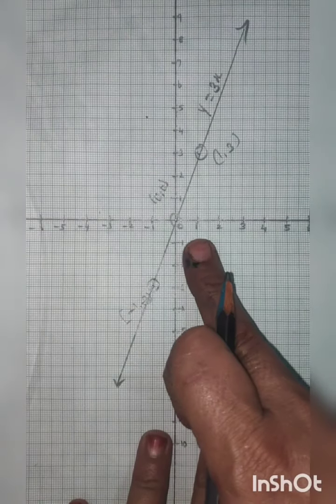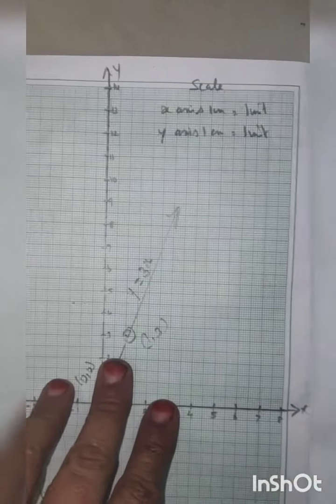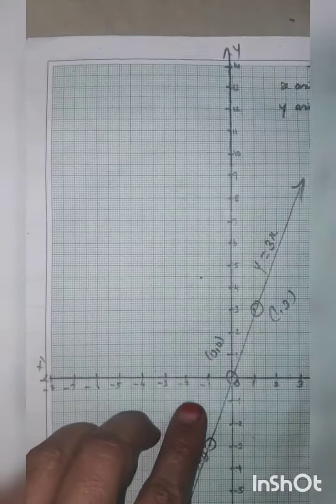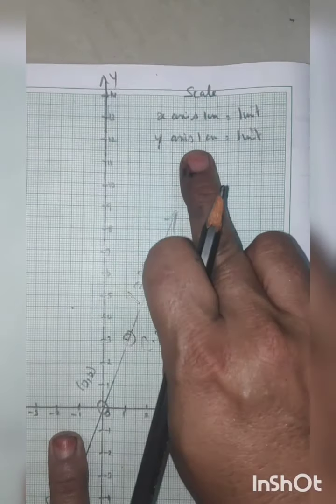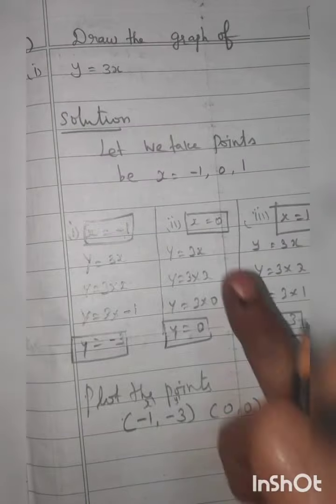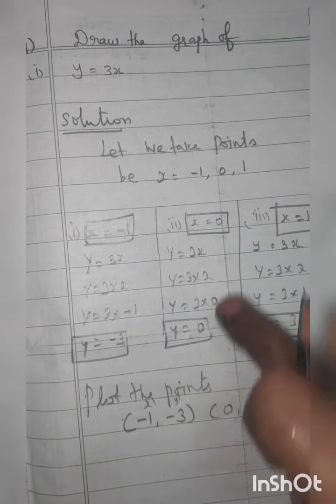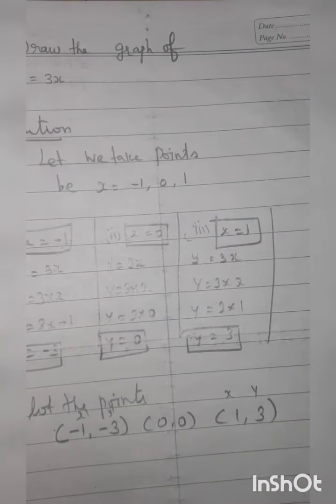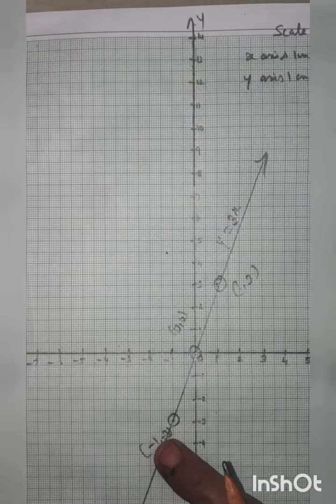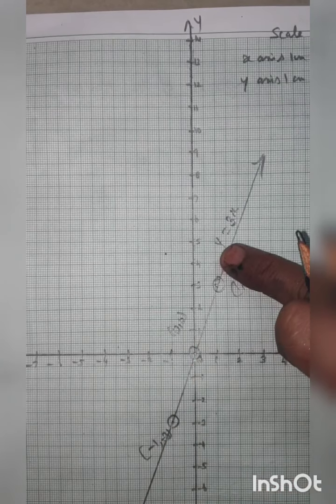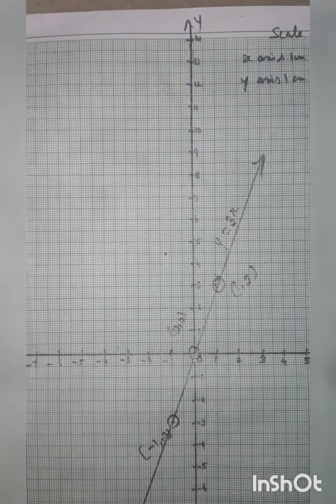Right after, mark the points. Then the scale: X axis 1 centimeter equal to 1 unit. Y axis 1 centimeter equal to 1 unit. Write it. Given the answer, find and write the points: x is minus 1, minus 3; 0, 0; next 1 comma 3. These 3 points you mark and join the line. Mark, then join the line. On the right you must write y equal to 3x.